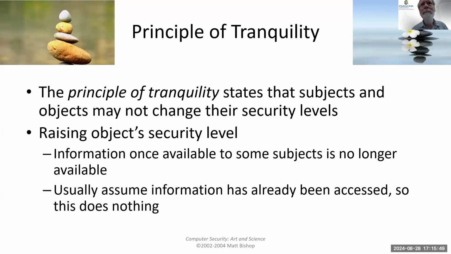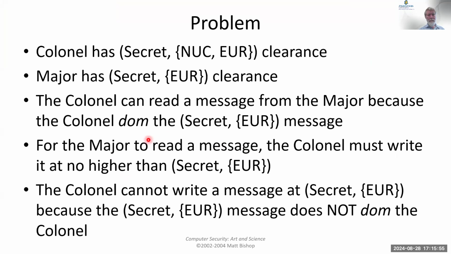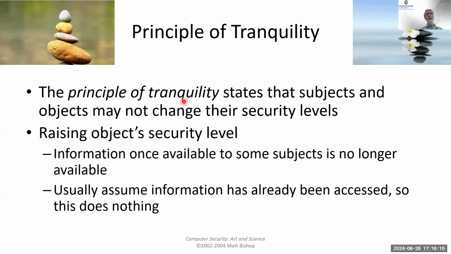Someone wouldn't be able to write to the agent because the colonel has nuclear and he can't write something to the major, because he knows nuclear and he can't release nuclear information. Right. Okay, so you go for a temporary, a current level.